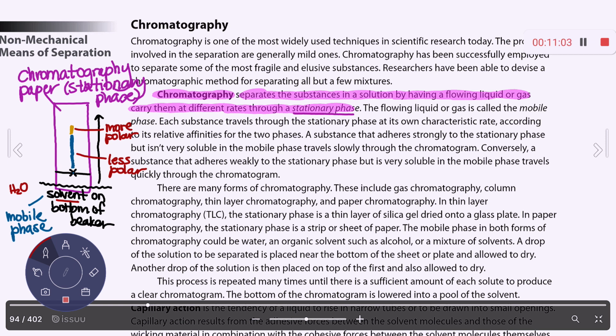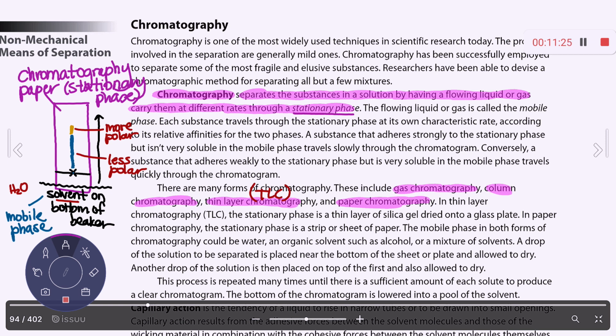Now, can I move this down a little bit? Okay. There are a lot of different forms of chromatography. Gas chromatography, column, thin layer chromatography, which is often abbreviated as TLC, and then paper chromatography. I'm just mentioning that because if you move on to AP Chem, you may read about that as well.